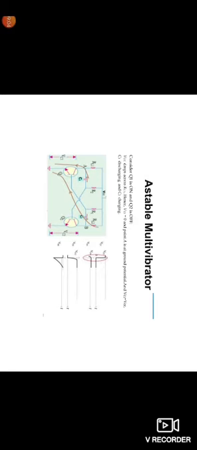And in the second case, Q1 is in the on condition, so it acts as a closed circuit, so that C1 discharges through point A and the transistor to the ground. So VC1 is equal to 0 and VC2 is equal to VCC. These are the two points: VC1 is equal to 0 and VC2 is equal to VCC. This is the astable multivibrator.